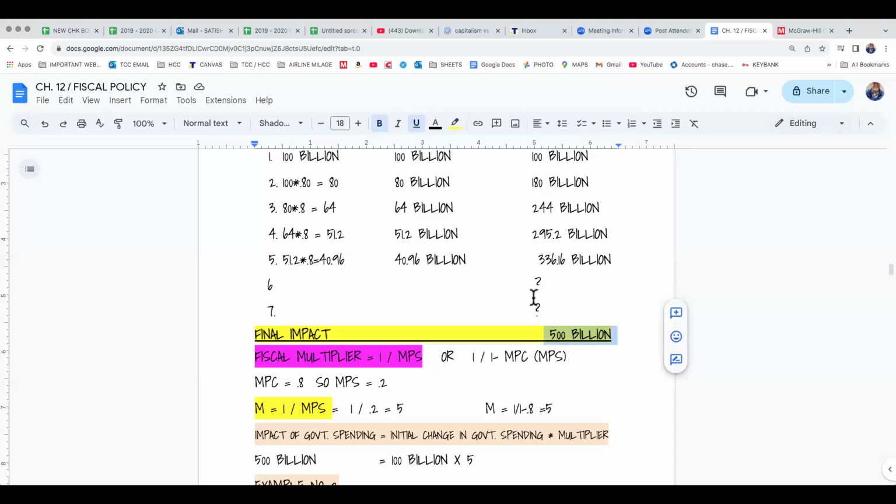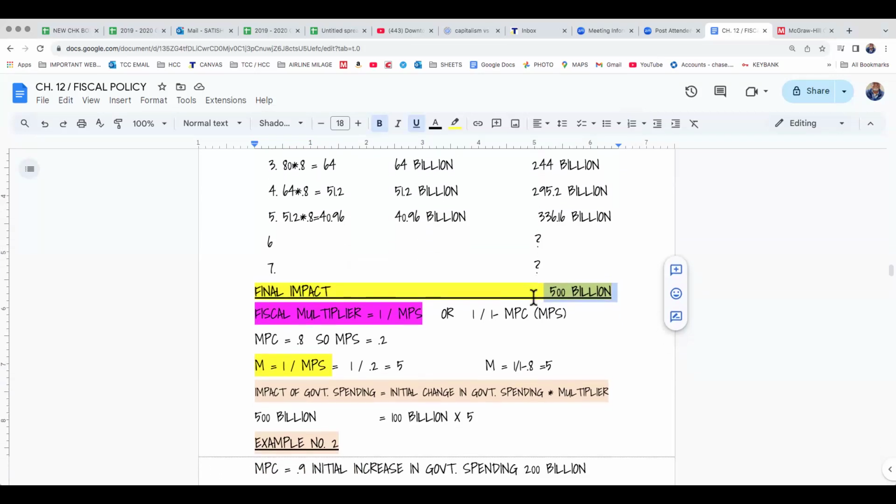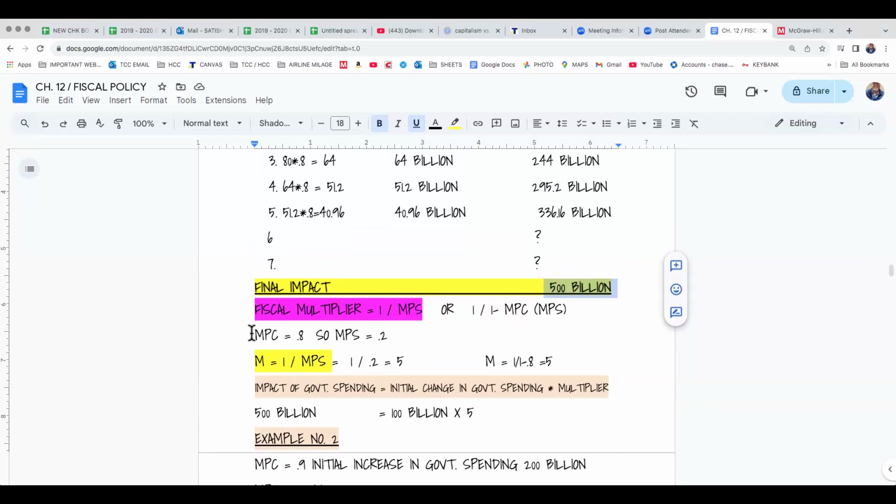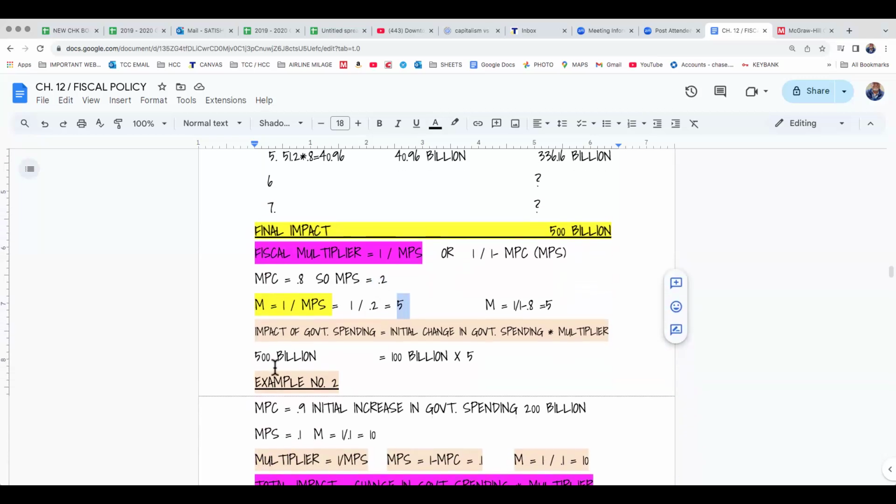Either you can do this or you can employ a formula. The formula is very easy. We have MPC is 0.8, so MPS is 0.2. So the multiplier is 1 divided by MPS. 1 divided by 0.2 is 5. What that means is the initial change in government spending, which was $100 billion, you multiply by the multiplier, which is 5 in this case, and the total impact would be $500 billion. And that's what we see over here.